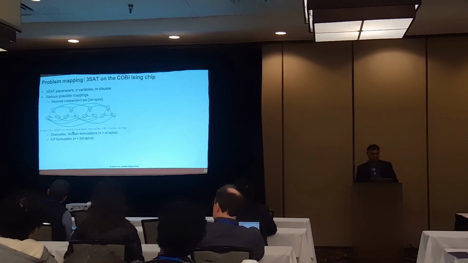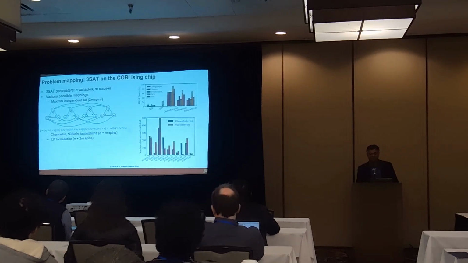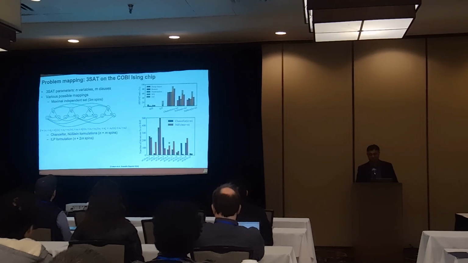Fortunately, smarter people than us have done this before. There are a few formulations available out there. This is a formulation that we came up with. If you compare these, then it turns out that, long story short, the Chancellor formulation, which is a standard formulation with n plus m spins, where n is the number of variables and m is the number of clauses, gives you the best performance in terms of achieving the all-SAT solution. It's not always better. The Nusslein solution is sometimes better, so that's the red and the blue. Sometimes blue is better than red, sometimes red is better than blue. But on average, Chancellor is the best.